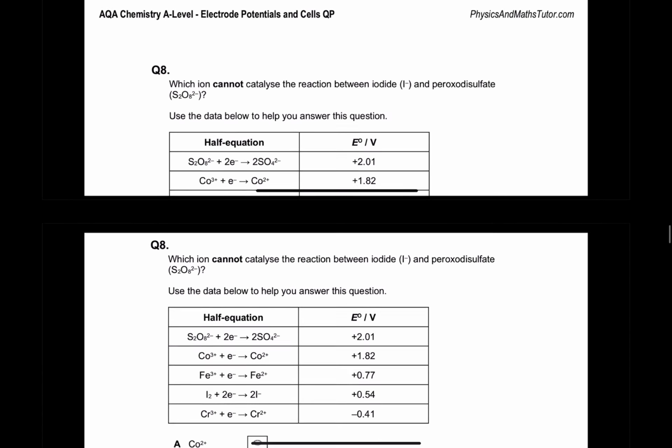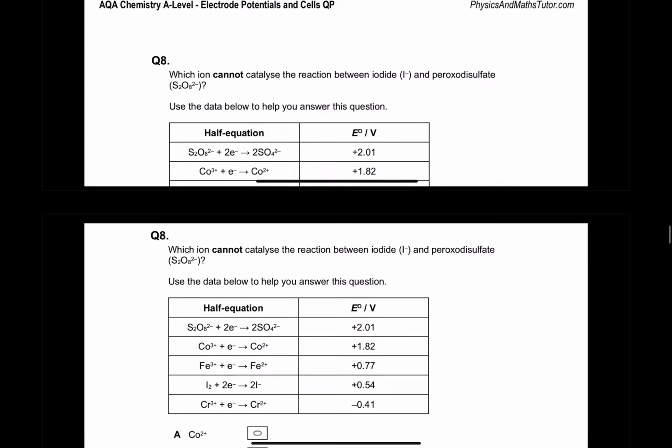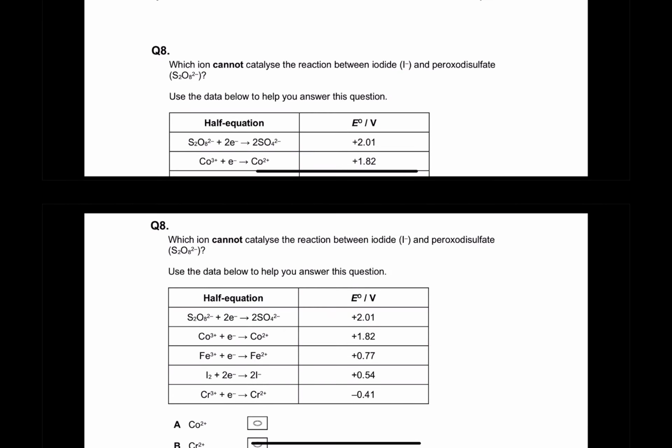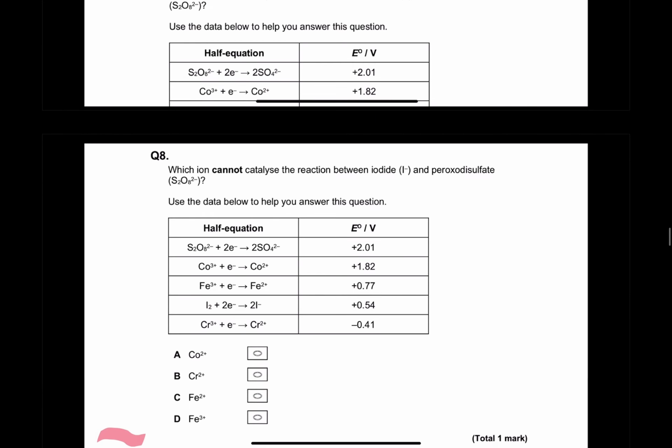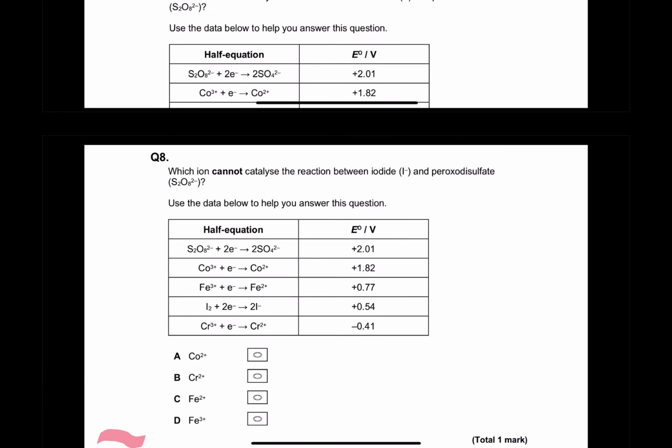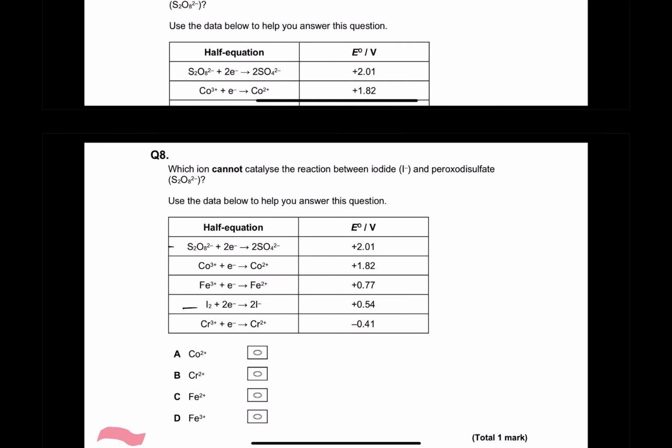18 seconds. Okay. Which ion cannot catalyze the reaction between iodine and peroxodisulfate? Can't do it. So between this and that. What is this?